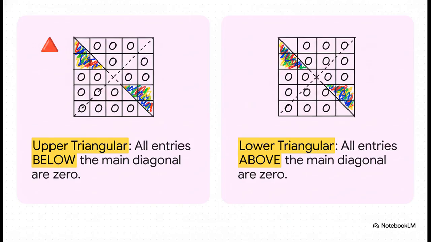Last but not least, let's look at a pair of related types. An upper triangular matrix is where every number below the main diagonal is 0. See how it makes a triangle of numbers in the top part? And you can probably guess what a lower triangular matrix is. Yep, all the zeros are above the main diagonal. This structure is a lifesaver for computers, making it way faster for them to solve huge systems of equations.